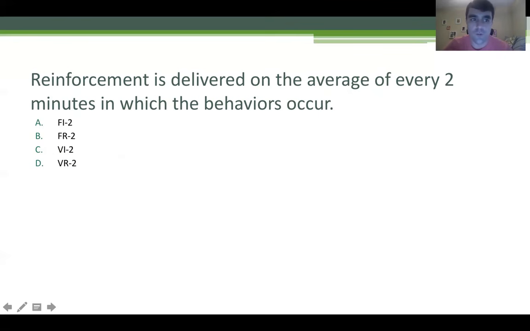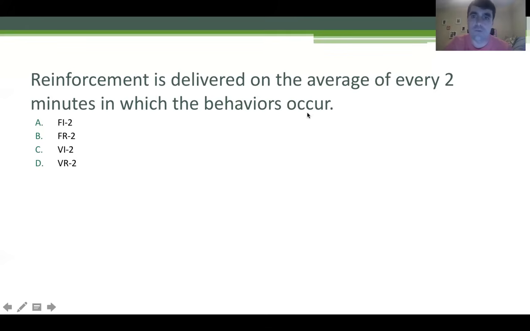We know we're looking for an interval of 2. So what is the key word here? The key word is average. If the question read reinforcement is delivered every 2 minutes, every, right, that's fixed. That would be A. But what it's saying is the average of every 2 minutes. So maybe sometimes it's delivered at a minute and a half, and sometimes at 3 minutes, and sometimes at 2 minutes, and sometimes at a minute 45, right? What is it doing? It's varying. So the only correct answer here is VI2, variable interval 2.